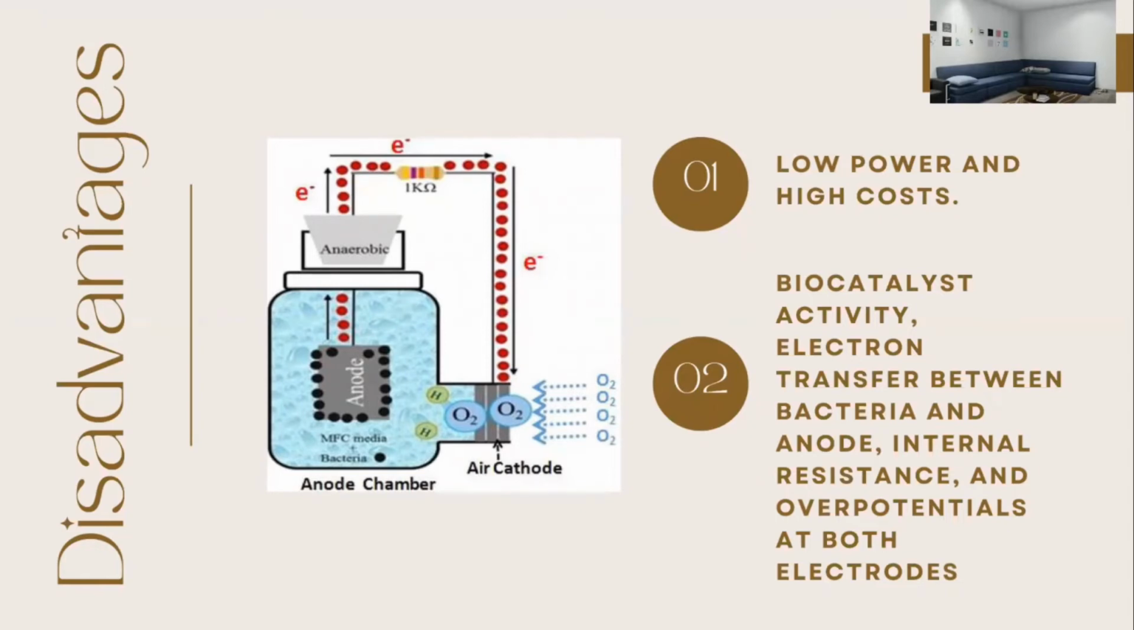Other than that, in microbial fuel cell, the primary limiting factors are biocatalyst activity, electron transfer between the bacteria and the anode, internal resistance, and the overall potential of both electrodes. For example, low cell yield and the interference of suspended solids in the incoming wastewater with the formation of granular biocatalyst reduce the performance of the UASB reactor in terms of biocatalyst growth.